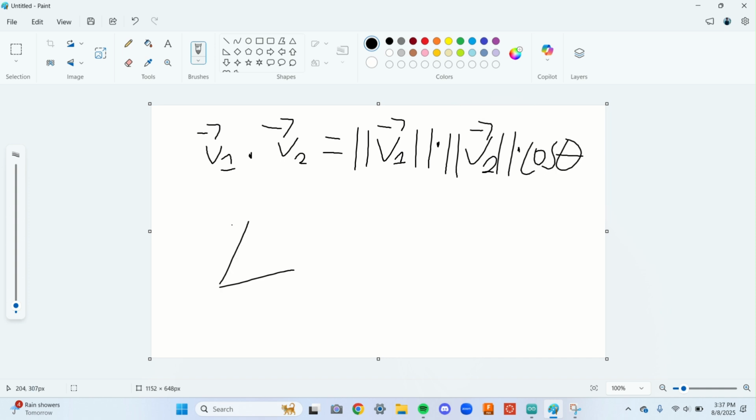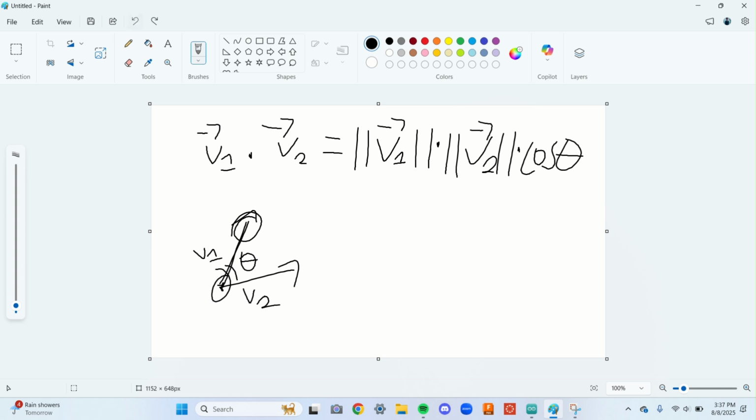So let's say I have two vectors that are coming from the same point, and I have vector v1 like this, v2 like this. This is their theta right here. So the dot product is basically going to be the length from this point to this arrowhead of v1. That's the magnitude of v1. The magnitude of v2 is the length from this point to the arrowhead of v2. And then cosine of theta is the cosine of this angle formed between them.